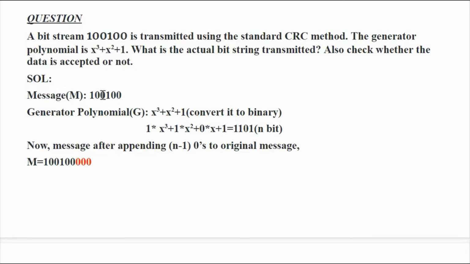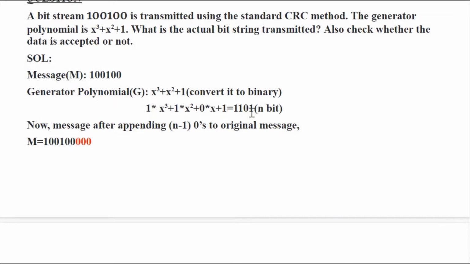So you can see in this case the message is 100. The generator polynomial is x cube plus x square plus 1. So you have to convert this into binary. So how to convert? If it is a polynomial, it should be x cube plus x square plus x plus 1. You can see here x is missing, so the coefficient of that x will be 0, and whoever are present, the coefficient will be 1. So 1 into x cube plus 1 into x square plus 0 into x plus 1. So we can ignore the variable part and only the constant portion is written. So it is 1101. So this is n bit.